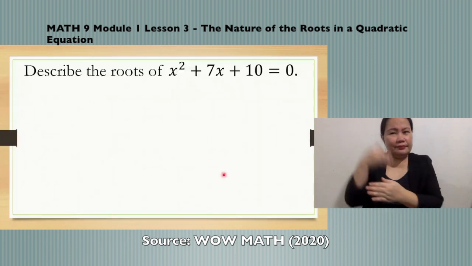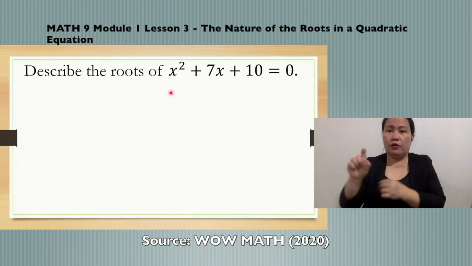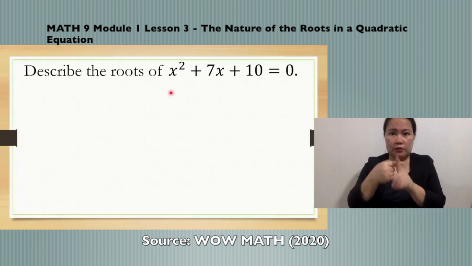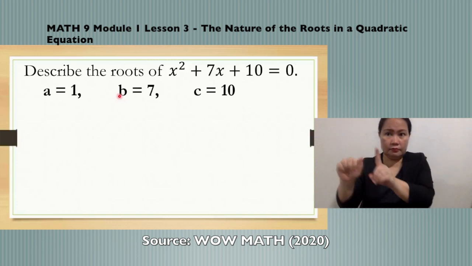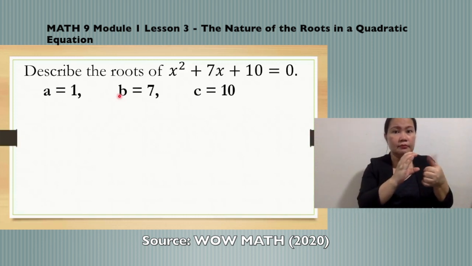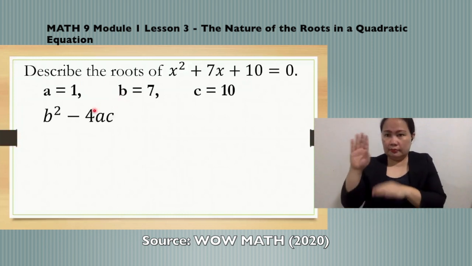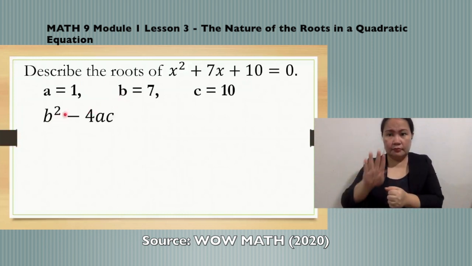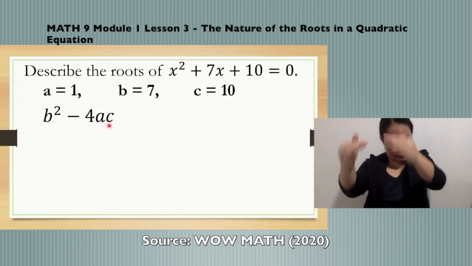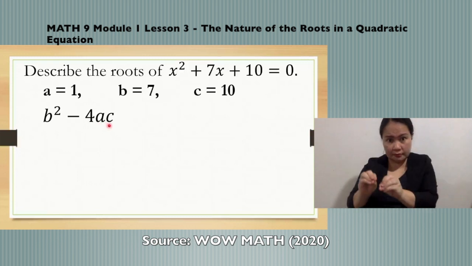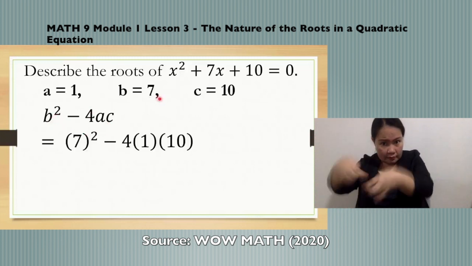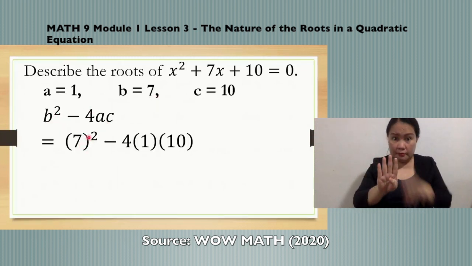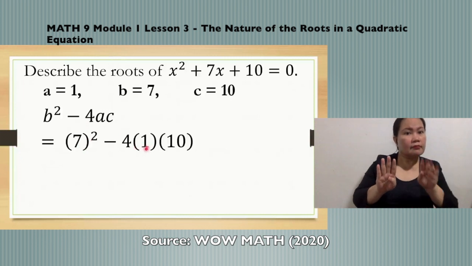Next. Describe the roots of x squared plus 7x plus 10 is equal to 0. So, let us substitute the value of a is equal to 1, b is equal to 7, and c is equal to 10. Okay? So, b squared minus 4ac. So, ilalagay natin lahat ng values ng a, b, c. So, we will have ang b natin ay 7. So, 7 squared minus 4. Our a is 1. Our c is 10.